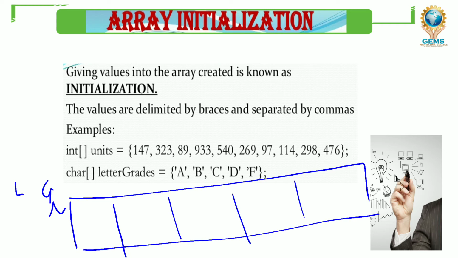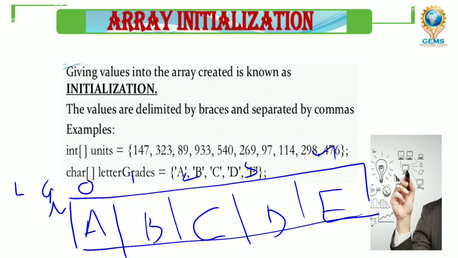5 locations are there. These are called index 0, index 1, index 2, index 3, index 4. So the index starts from 0 to 4, totally 5 locations for storing 5 different elements. Now letter A will be stored in the 0th position, letter B in the 1st position, letter C in the 2nd position, letter D in the 3rd position, and finally E will be stored in the 4th position.